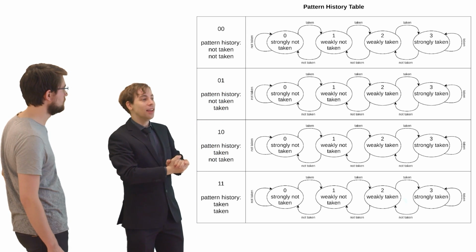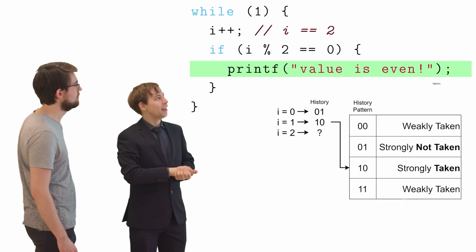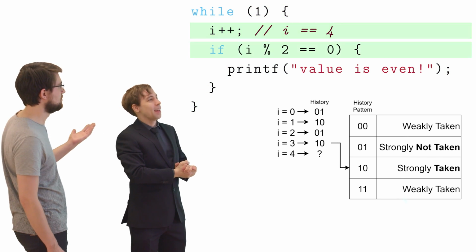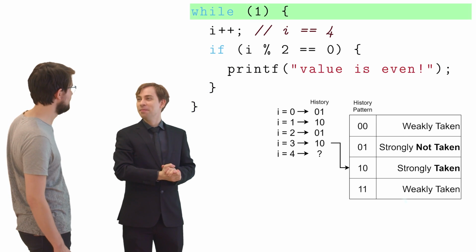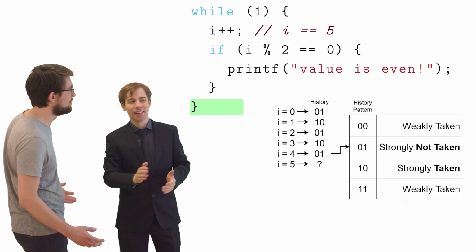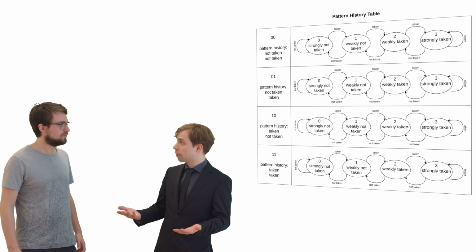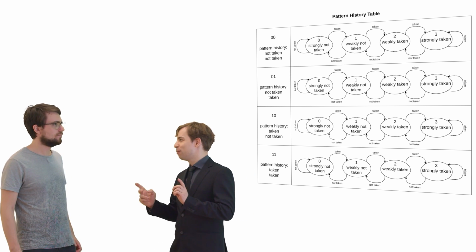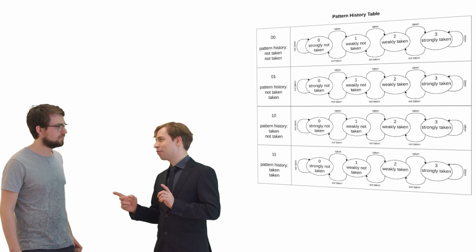Let's take a look at the code example here. And here you can see it now works every time. The prediction is correct every time for this example. These 2-level branch predictors are very common in practice, so they are widely used. But that's direct branches, right?